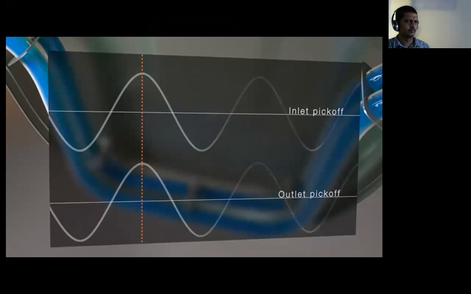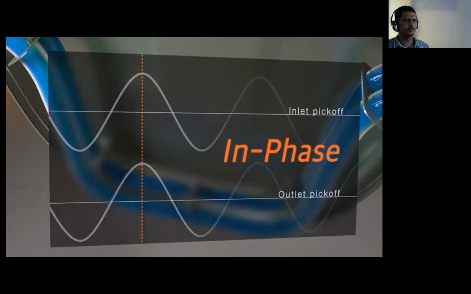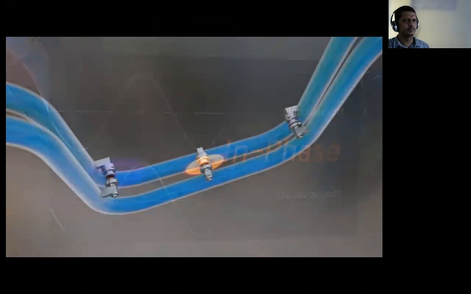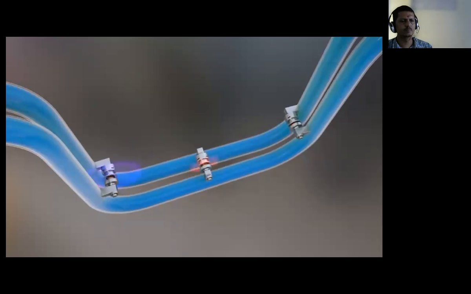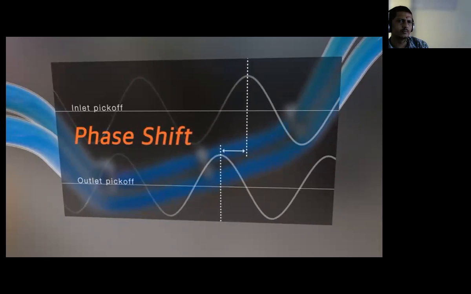When there is no flow, the inlet and outlet sine waves are in phase, meaning they are in synchronized motion. When fluid is moving through the sensor's tubes, Coriolis forces are induced in both flow tubes. These forces cause the flow tubes to twist in opposition to each other. As a result of the twist in the flow tubes, the sine waves are now shifted in phase with respect to each other and are asynchronous.